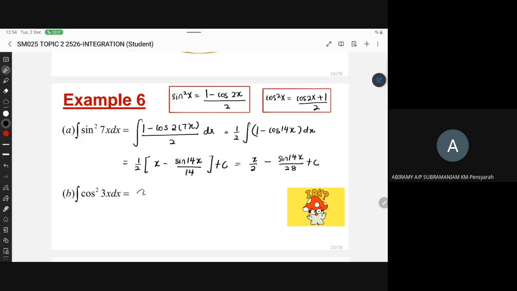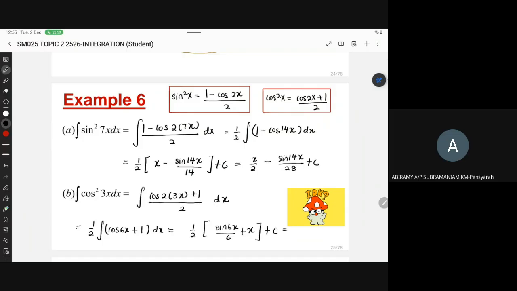So cos square 3x dx can be written as the integral of cos 2x, where x is 3x, plus 1 divided by 2 dx. We can factorize 1 over 2, and we will be left with cos 6x plus 1 dx. What happens when we integrate cos 6x? We will be getting sine 6x divided by 6. Integrate 1, we will be getting x plus c.